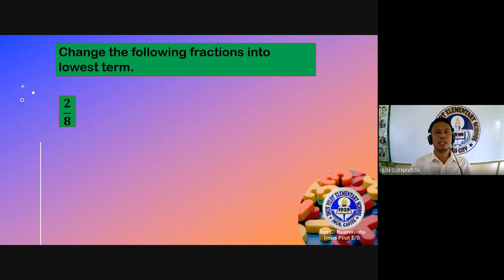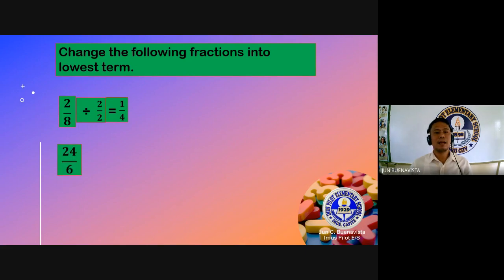So let's have this as an example. 2/8. So 2/8 can be reduced to lowest term by finding the GCF. And the GCF of 2 and 8 is 2. So we are going to divide it by 2. We divide both numerator and denominator by the GCF 2. So 2 divided by 2 equals 1. 8 divided by 2 equals 4. So therefore, the lowest form of 2/8 is 1/4.